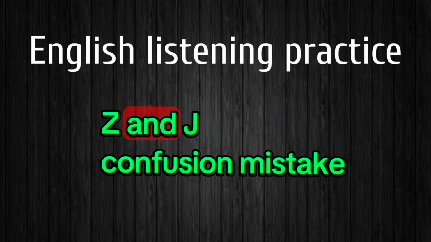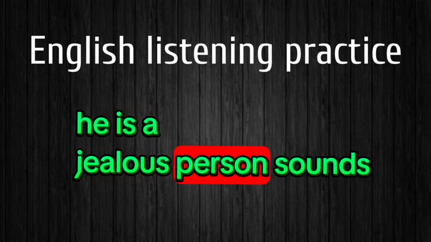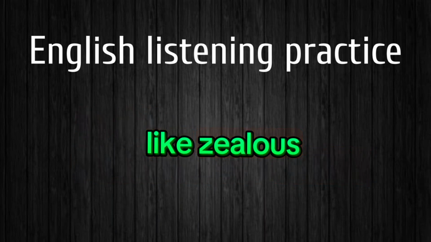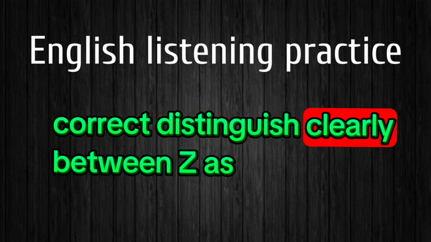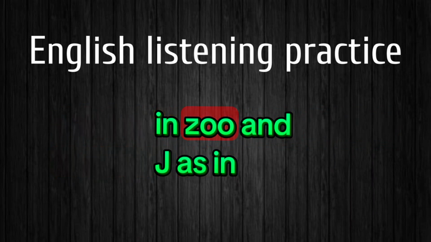B. Z and J confusion. Mistake: He is a jealous person. Sounds like zealous. Correct: Distinguish clearly between Z, as in zoo, and J, as in jam.